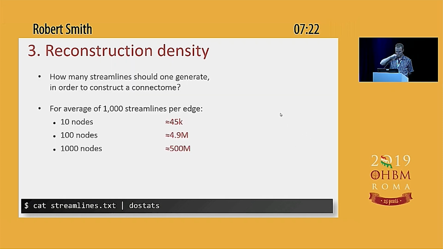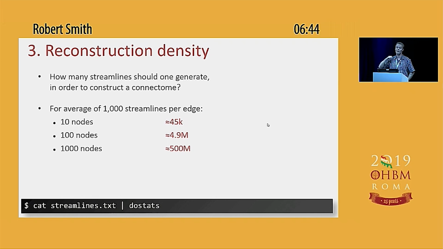So one way I would suggest at least thinking about this, even if it's not a golden rule, is that the number of unique edges in the connectome scales quadratically with the number of nodes. So if you've got 10 nodes, you've got about 50 unique edges. If you've got 100 nodes, you've got about 5,000 unique edges. If you've got 1,000 nodes, you've got 500,000 unique edges.